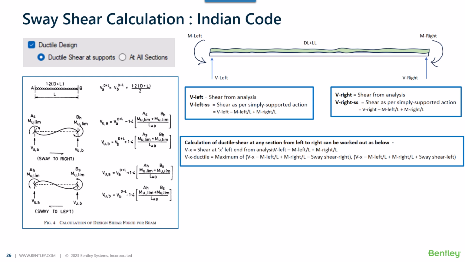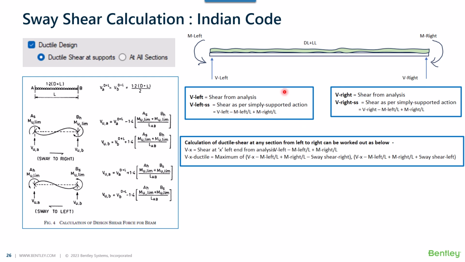For IS code, there are two options that we can consider. We can opt to perform the sway shear check at supports, or we can tell the program to perform this check at all the sections. All the sections means that in all the three zones, left zone, mid zone and the right zone of the beam. So what RCDC does is it calculates the simply supported action of the shear and uses that in the calculation of ductile shear.